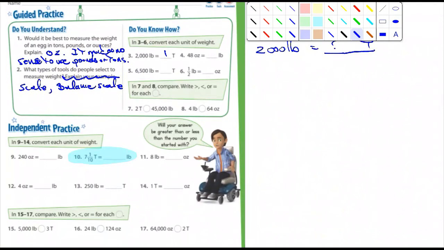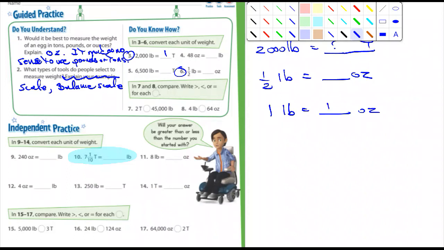All right, take a look at number 6 here. That was number 3. Number 6 says a half a pound, and again, LB is short for pound, equals how many ounces? Well, let me ask you the question. 1 pound equals how many ounces? Who remembers? 16. So what would a half a pound be? What's half of 16? 8. Okay.